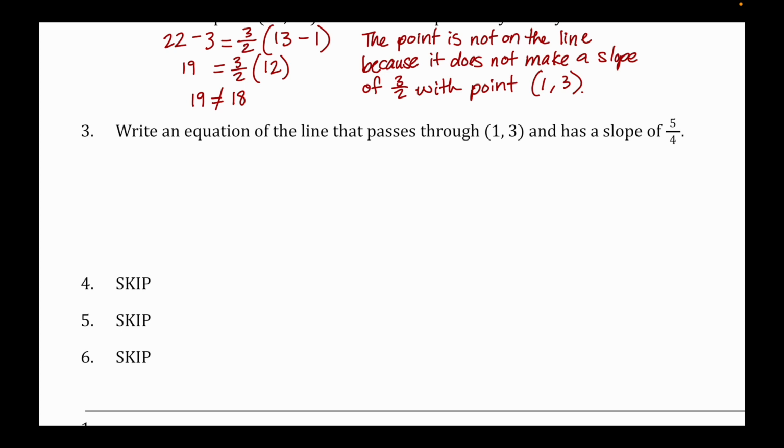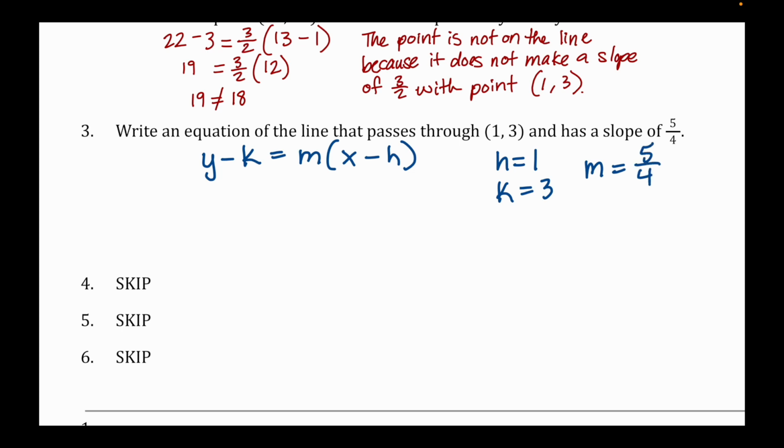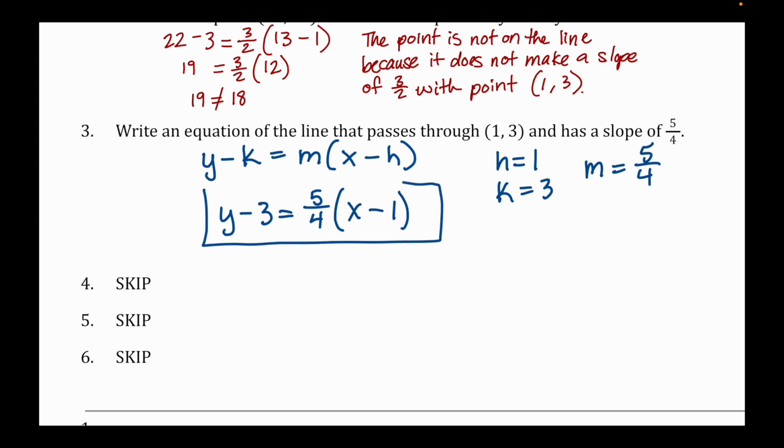We're going to start, well, I'll just start with my general form. y minus k is going to be equal to m times x minus h. Now, if you want, you can go through and identify here that h is going to be 1, k is going to be 3, and then m is 5/4. That means when we plug this all in, we will have y minus 3 equals 5/4 times x minus 1. And this is the answer.